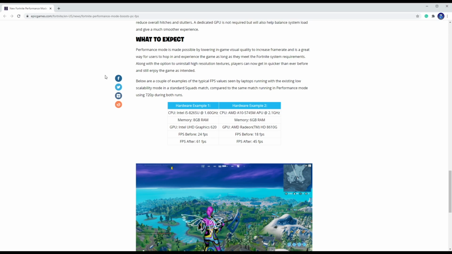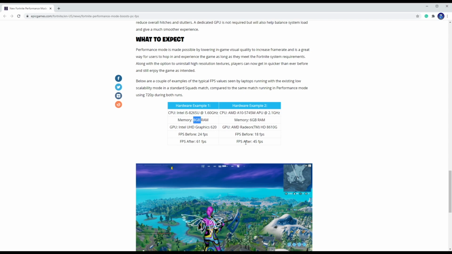Now down here, this actually shows the stats of what this is going to be looking like. So down here, it shows us an Intel i5-8265U at 1.6 gigahertz. Now that may sound really weird to you guys, but basically what this means is it's a really bad CPU. My CPU runs at 3 gigahertz, 4 gigahertz. This thing is running at 1.6, so it is processing things very, very slowly.